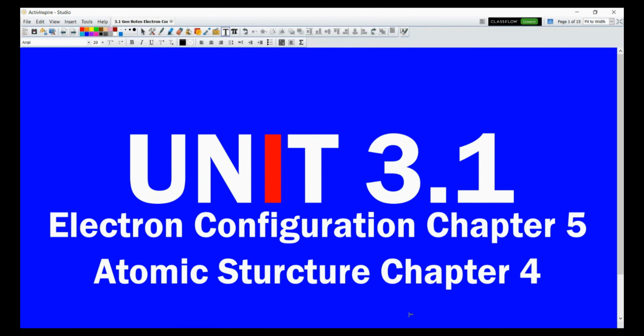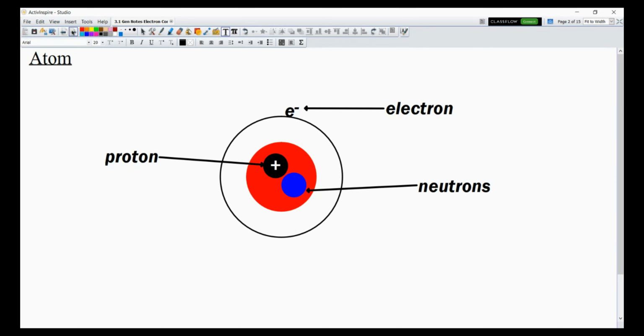Well, welcome back. This is Unit 3.1, and this is on electron configuration, which is going to be in Chapter 5. And atomic structure, like how an atom is built, protons, neutrons, and electrons, that's in Chapter 4. But that is not something we're going to spend a lot of time on because that should just be a review for you from junior high and grade school. All right, so just a quick review though.